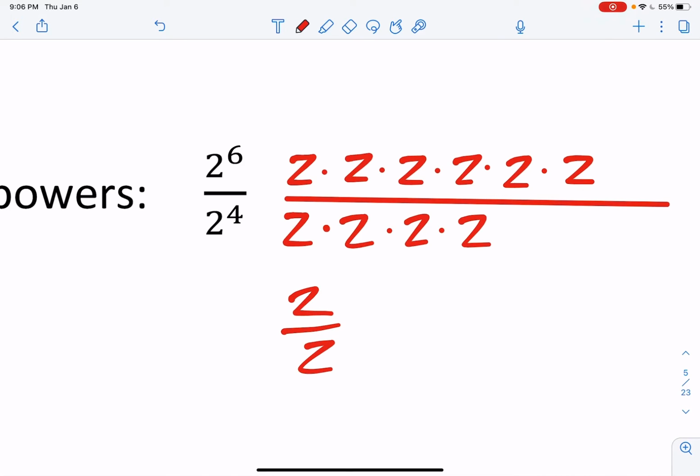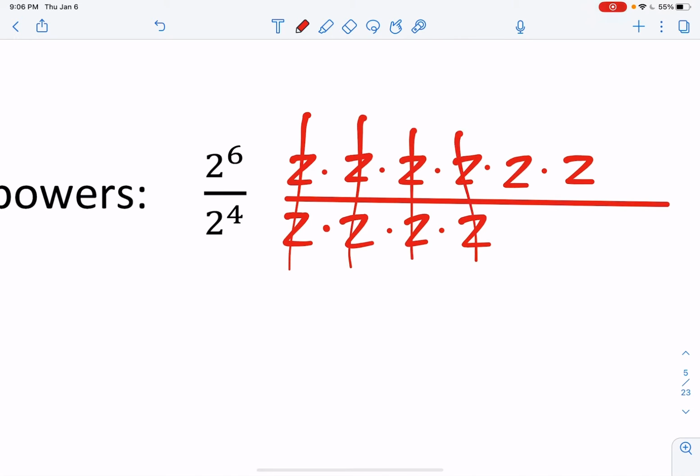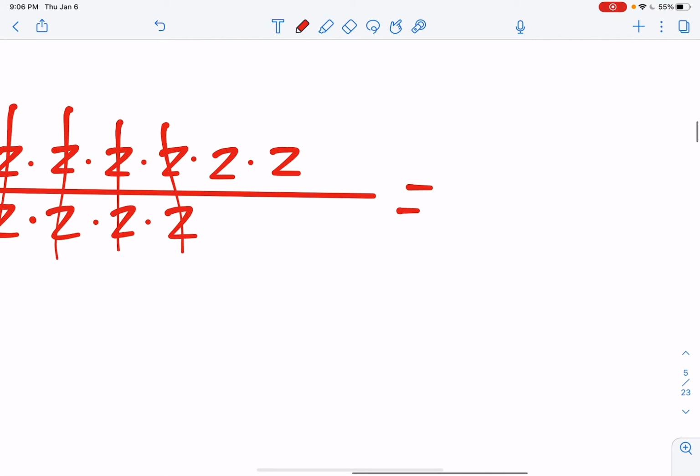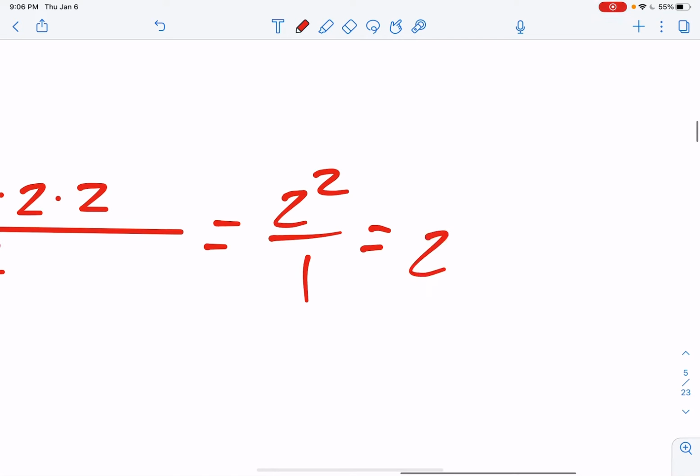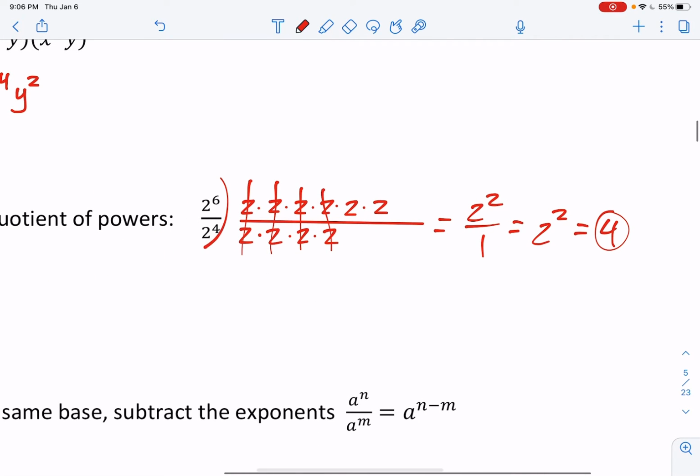Well, what is 2 divided by 2? Remember, anything divided by itself is just 1. And when you multiply anything by 1, it's just itself, so it just cancels. So 2 divided by 2, gone, gone. I'm left with 2 2s, and they're in the numerator. So that equals 2 squared over 1, which is just 2 squared, which is really just 4. So that whole thing equals 4.